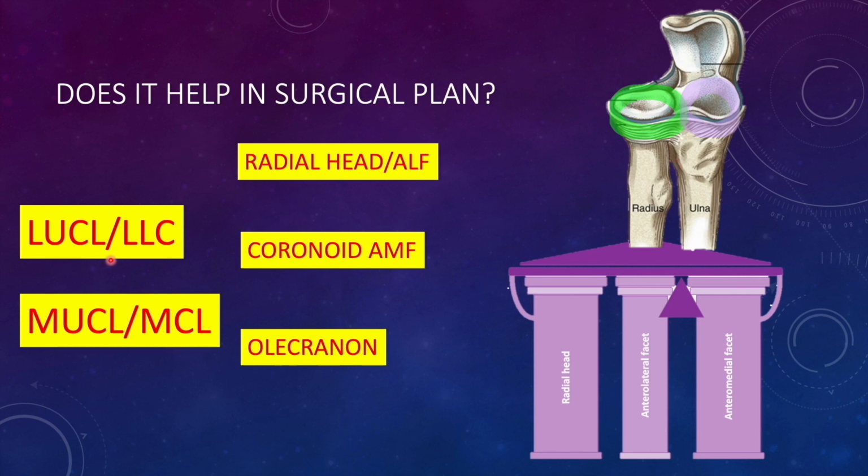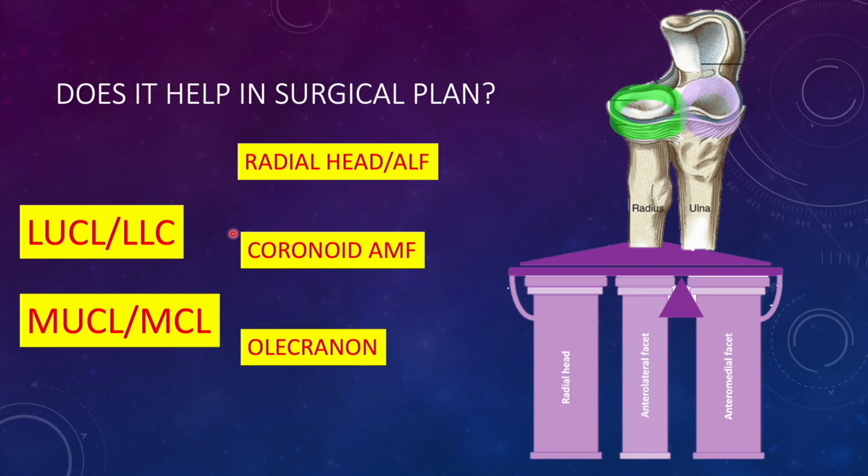So whenever there is injury to the lateral collateral ligament complex, we have to definitely repair it. Whenever there is injury to the medial collateral ligament complex, or you can say medial ulnar collateral ligament or medial collateral ligament, then also we need to fix that. If there is fracture of the radial head, definitely we need to fix that, but the anterolateral facet can be left. It needs not to be fixed.